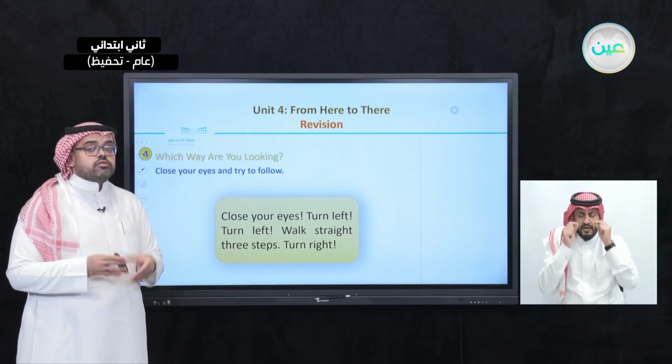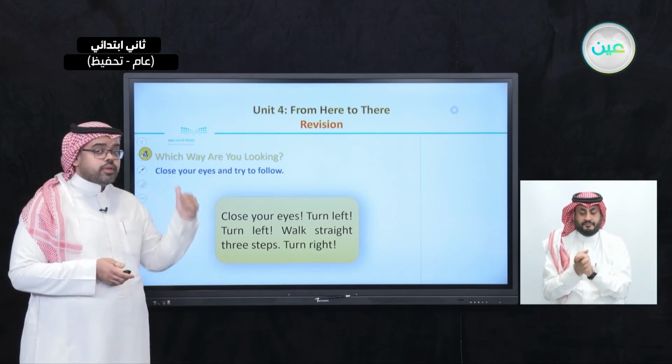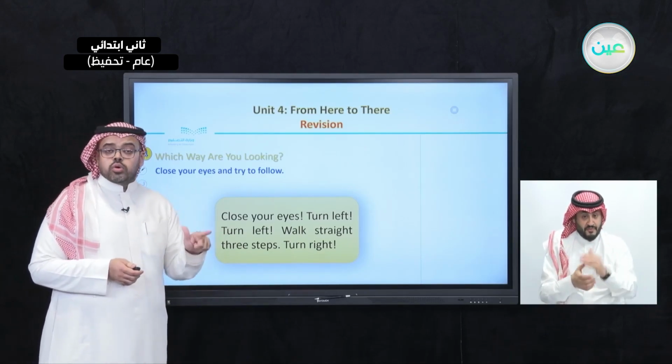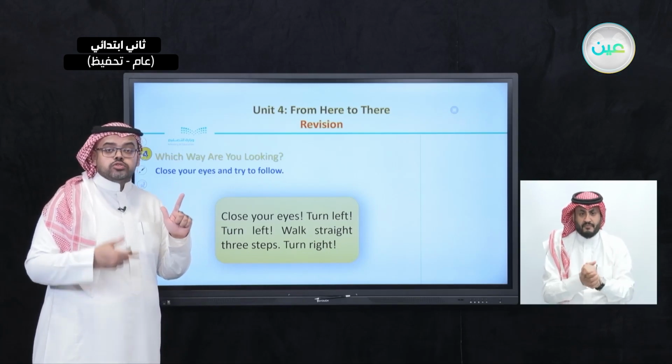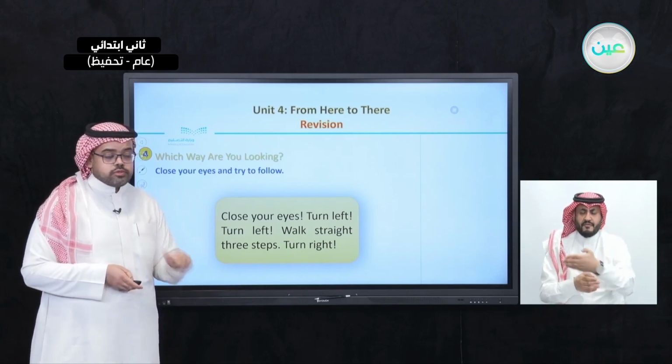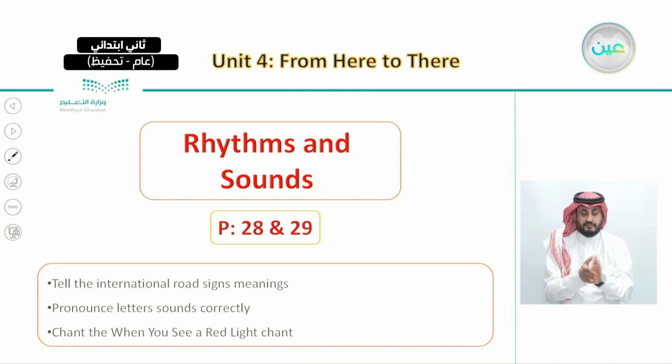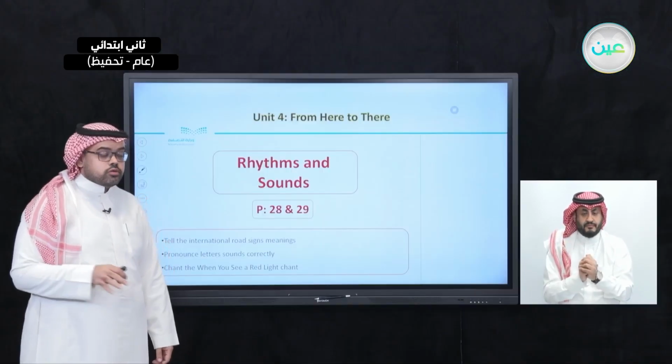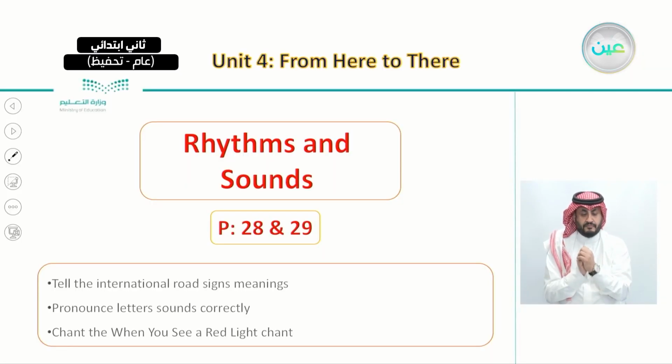So by this, you will be able to have fun playing this game, and also you will memorize and get used to listening to directions. And after this, the second lesson we had, which is rhythms and sounds, on pages 28 and 29. Our objectives in that lesson were to tell the international road signs' meanings, to pronounce letter sounds correctly, and to chant the "When you see a red light" chant.